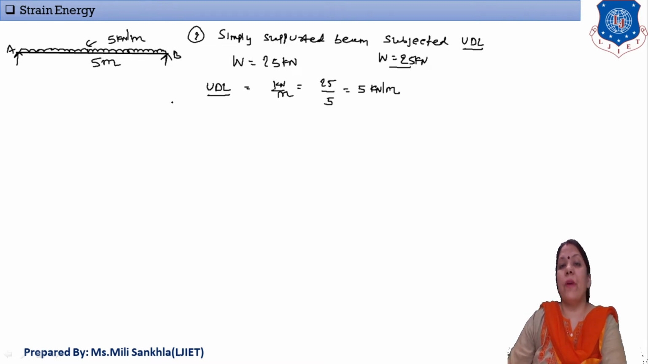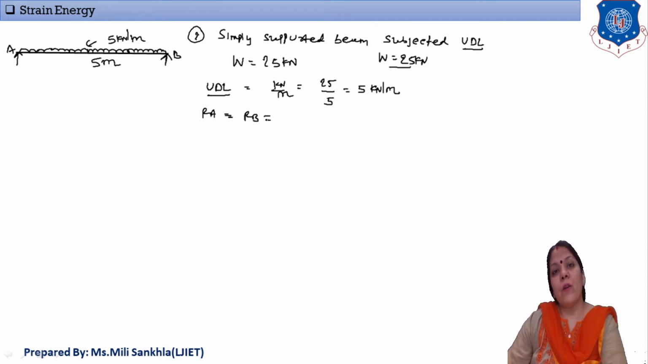Now the first step is to find the support reactions, so mention here RA and RB. Here 5 kilonewton per meter is spread on the entire span, so this is symmetrical loading and we can find the support reaction directly. The reaction is equal to WL by 2.